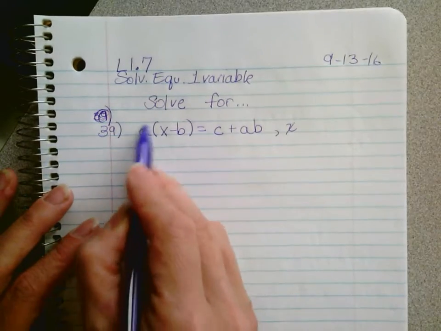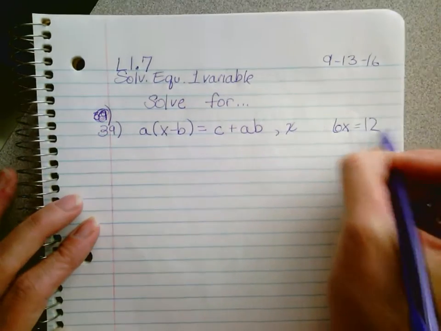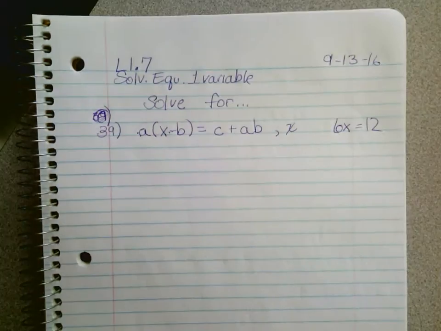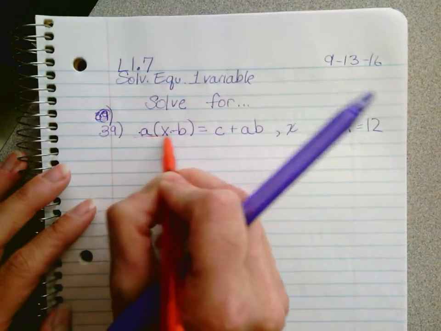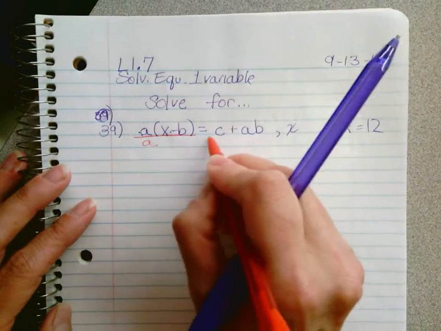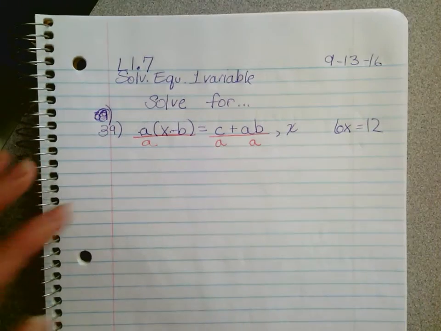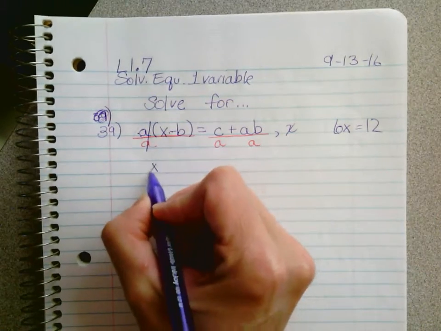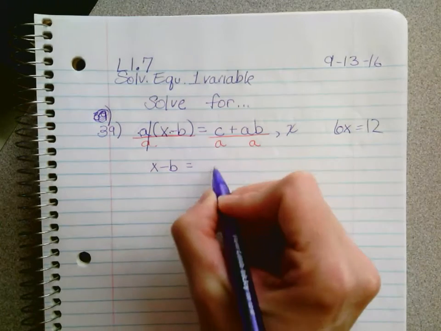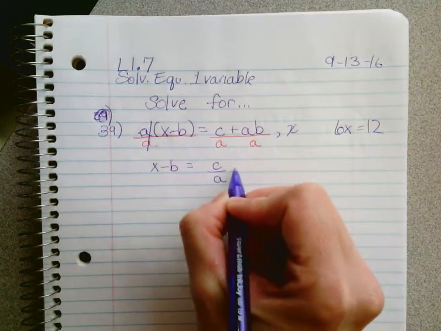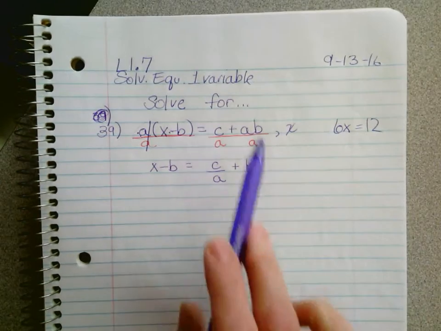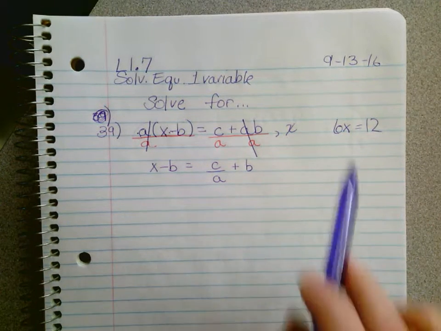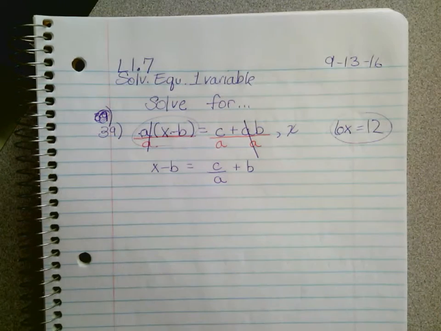I would first think of this right here, 6x equals 12. Think of this piece right here as if it looked like that. Because of that, instead of distributing our a, we can actually divide out our a over each side. On the left, the a disappears, leaving us with x minus b. On the right, we are left with c over a plus b. Why? Because a over a canceled out here. So keep this little vision in mind if you see anything like that.